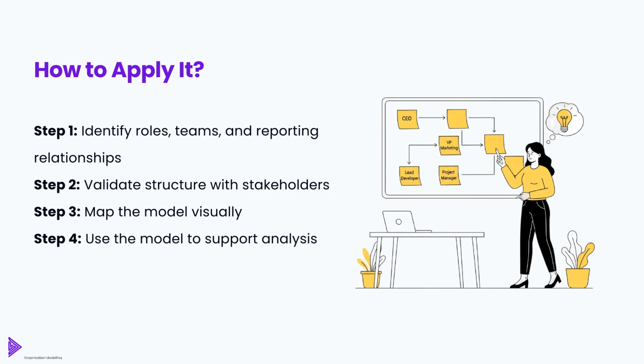Step 3. Map the model in a clear, visual format. Create an organizational diagram that shows reporting lines, decision points, and key responsibilities. Keep it simple. Readability is the priority. Step 4. Use the model to support analysis. Refer to it when identifying gaps, ownership, or process responsibilities. It becomes a reference point throughout the entire project lifecycle.